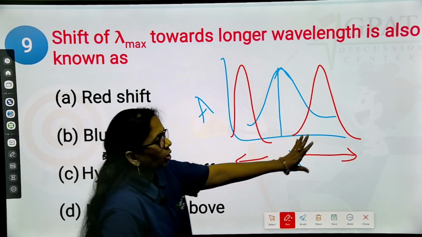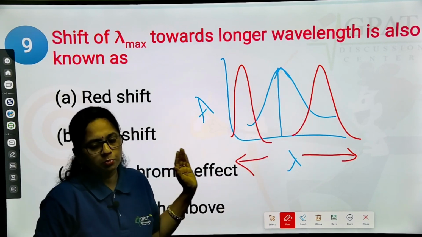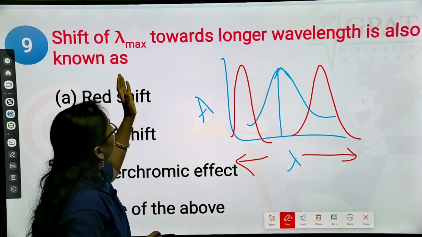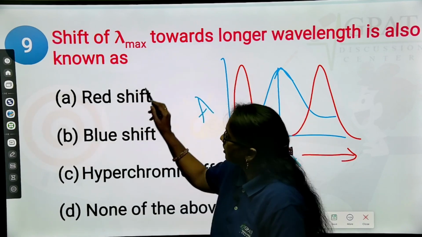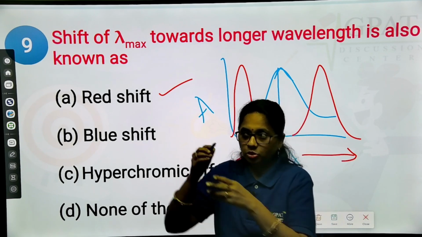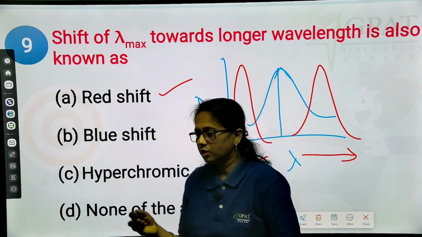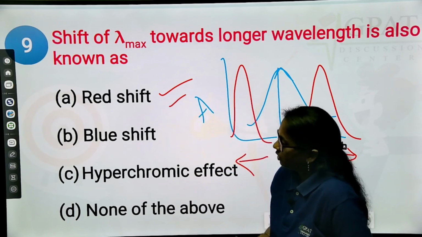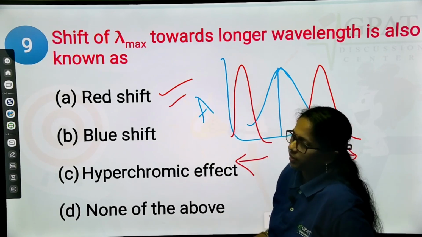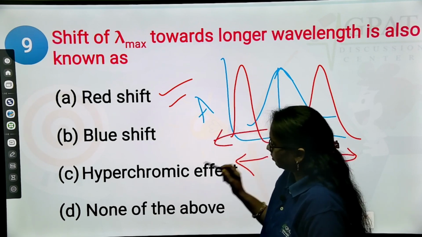So always longer wavelengths means red color, and shorter wavelengths means blue color, you are going to observe. So here the question: shifting of lambda max towards the longer wavelength is also known as red shift, okay. So at a longer distance you can observe the red color. In that way you can remember easily. So red shift is the shifting of lambda max towards the longer wavelength. Blue shift means towards the shorter wavelengths.